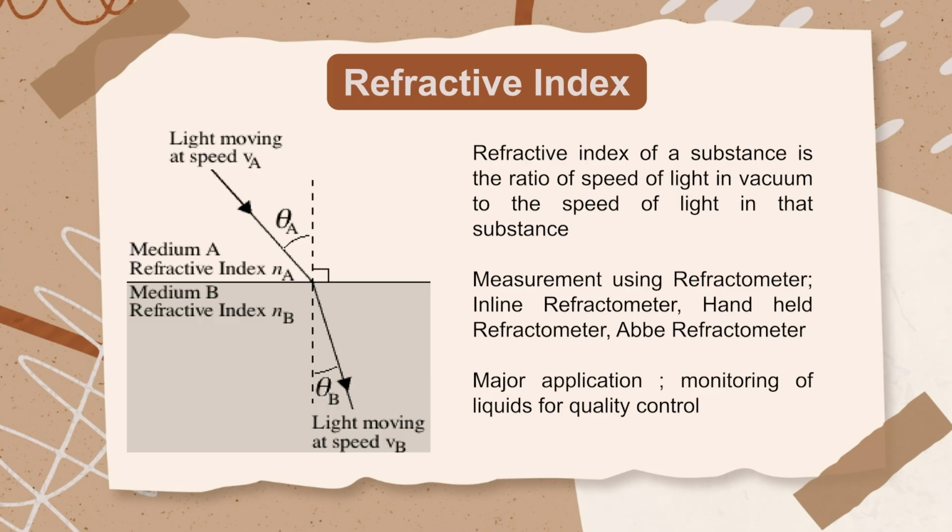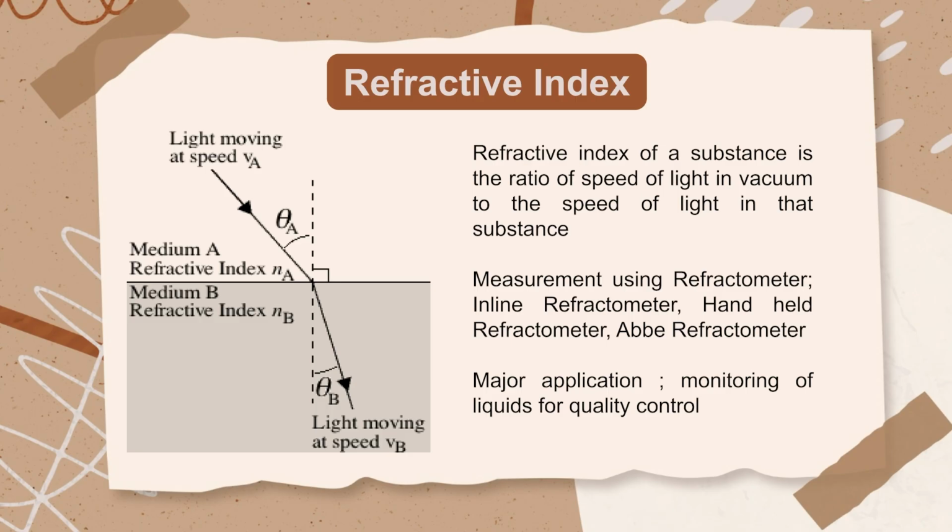So refractive index of a substance is basically the ratio of the speed of light in vacuum to the speed of light in the substance that we are checking. So how much is the speed of light in air or vacuum, and how much is the speed of light in the material which we are testing? That ratio is the refractive index. Measurement is done using a refractometer: handheld refractometer, online refractometer, Abbe refractometer. The major applications are for quality control and for various other applications.